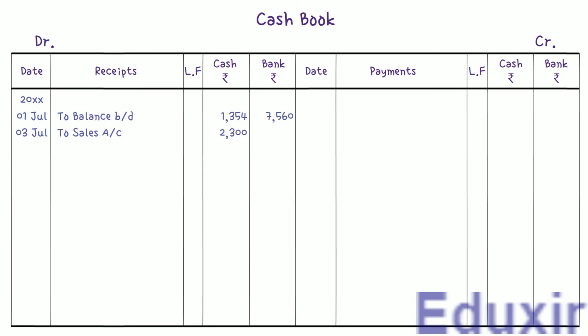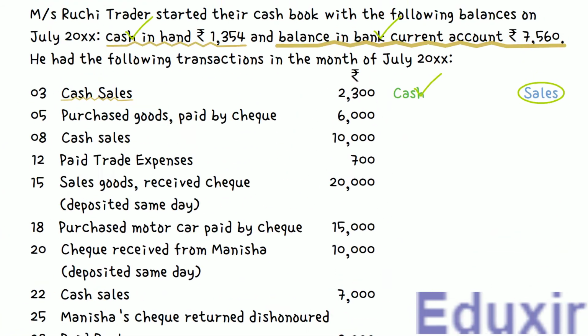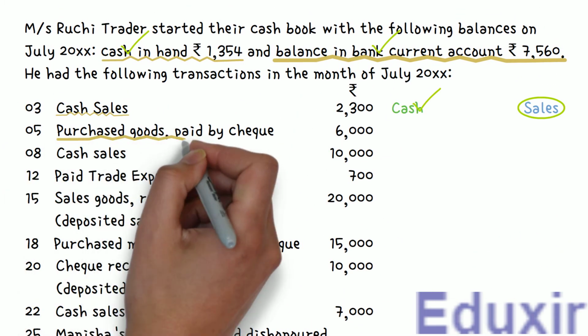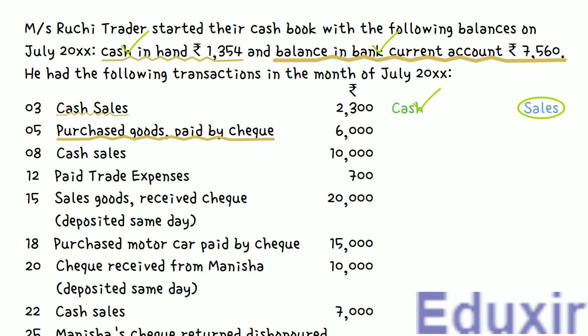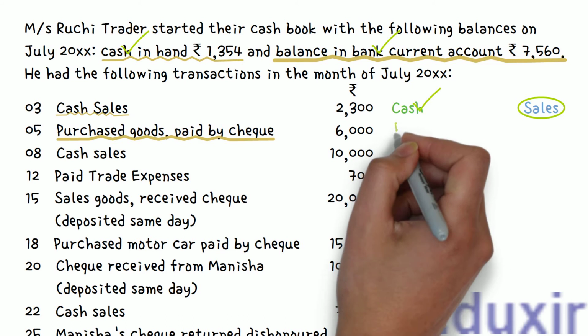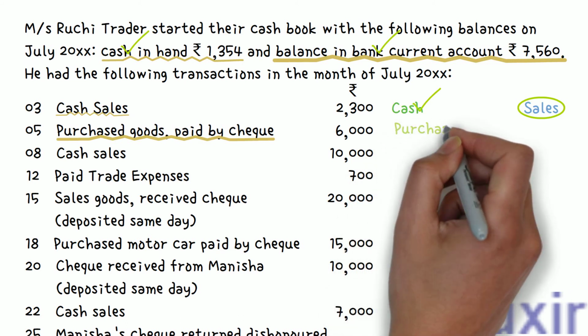Let us now take up the next transaction. In this transaction, the business has purchased goods worth of 6000 rupees and paid by check. As you know, purchases are revenue expenses. In other words, the business is incurring an expense named purchases in this transaction. The rule to record any expense incurred is to debit the corresponding expenses account. In this case, the purchases account should be debited.